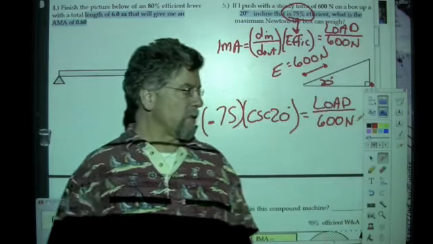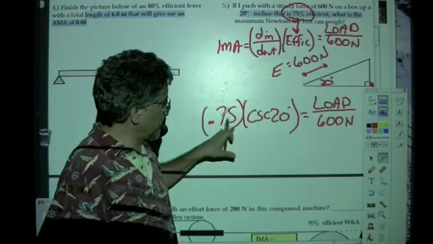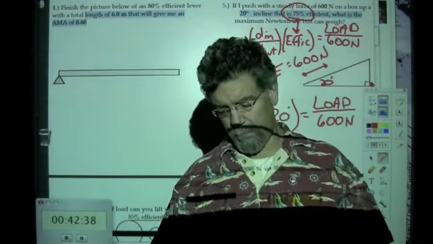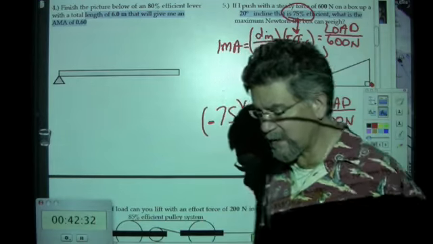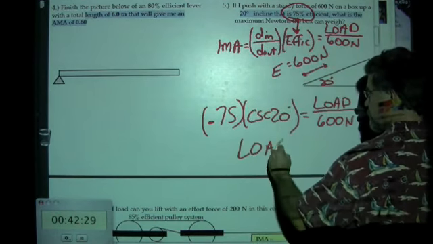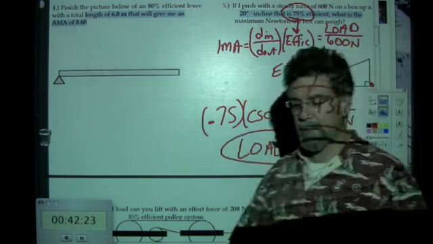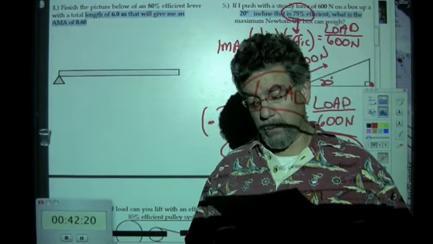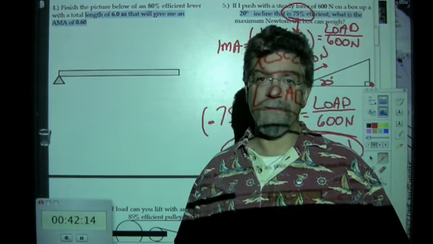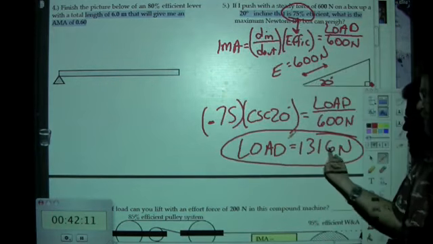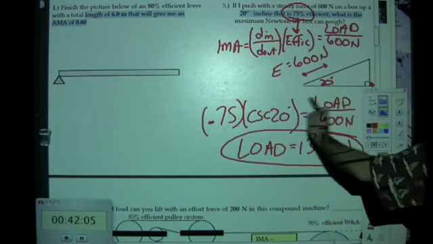So we touched on all this in class, but luckily you're watching this and it'll help you out. So the load ends up being 0.75 times cosecant of 20 degrees times 600 newtons. And if my numbers are right, you should get 1316. Load should be 1316 newtons. God willing I did this correctly. I sometimes rush through this. But if you punch in these things and you don't get 1316, then I made a mistake. But I think that's right. That's the way to do it, though.